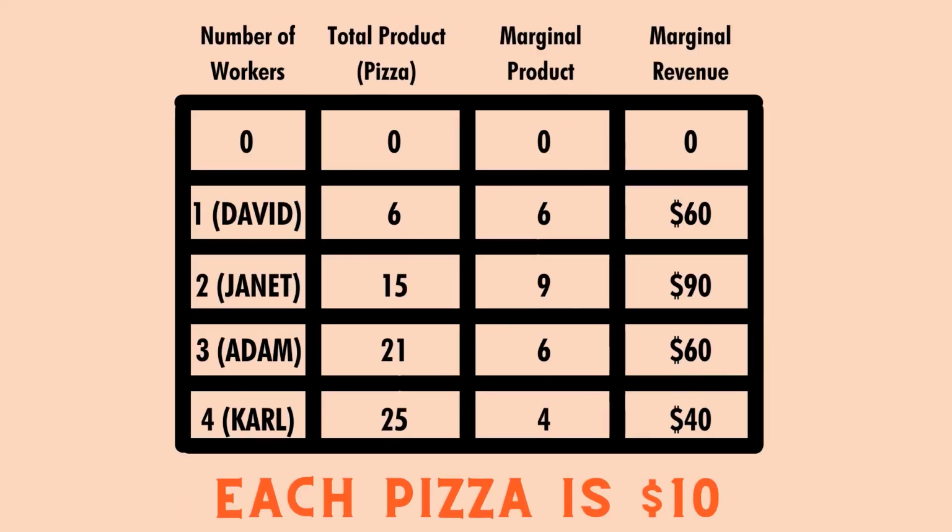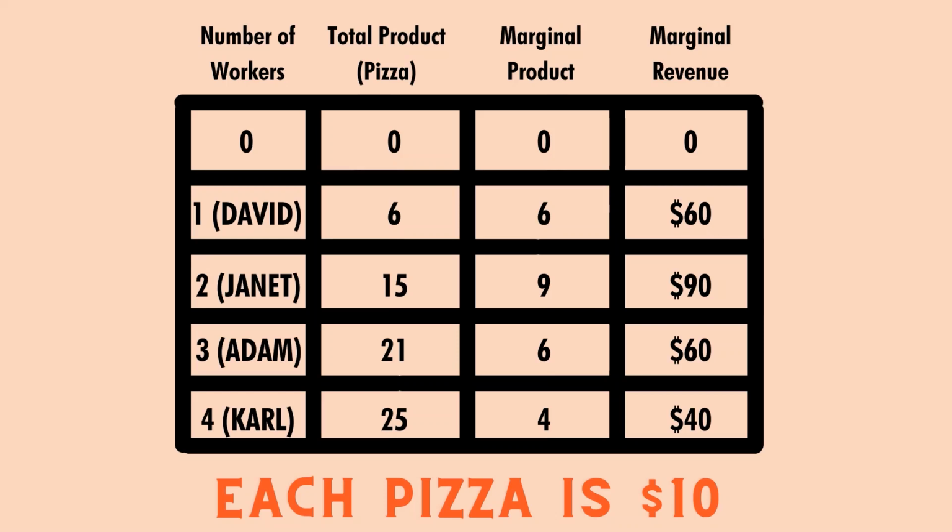With the addition of Carl, the total product increases to 25 from the previous 21. That 4 pizza difference is attributed to Carl's addition to the pizzeria. And 4 times the $10 per pizza will give us a marginal revenue of $40, which is whatever Carl is adding to the pizzeria. That $40 marginal revenue is the lowest among all the workers previously hired by Keynes.